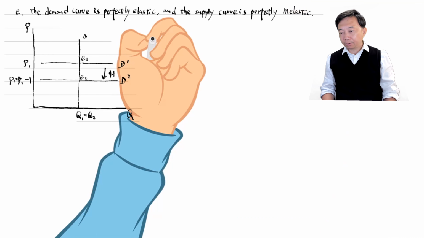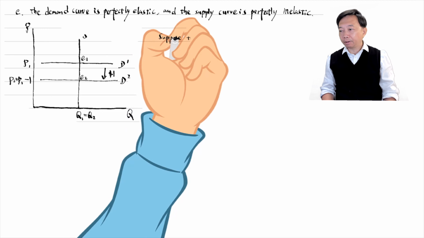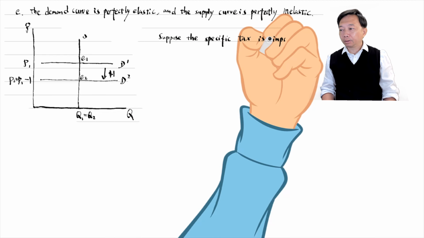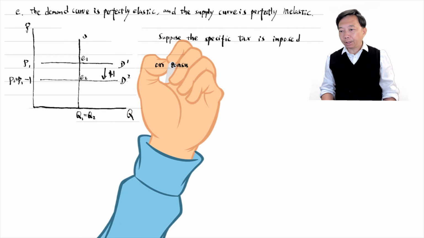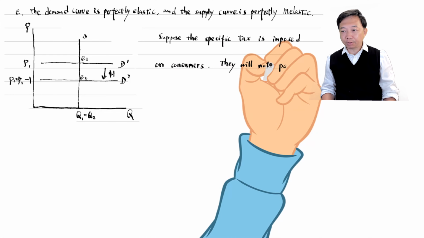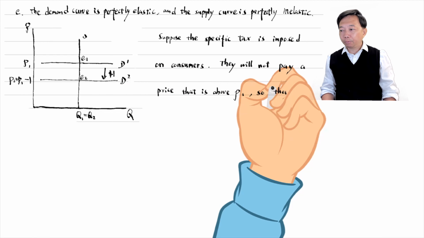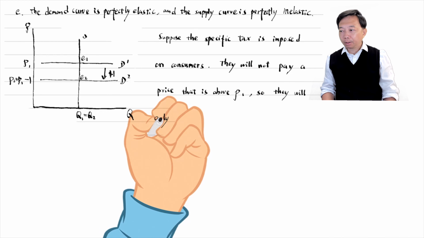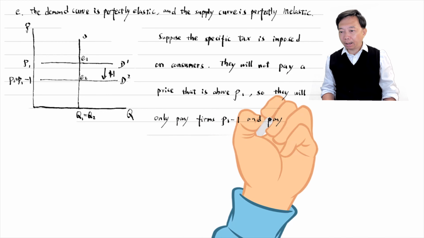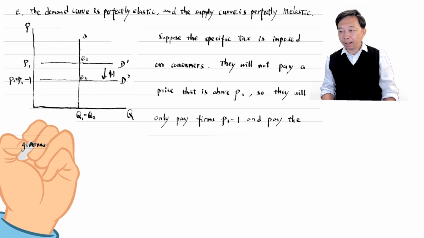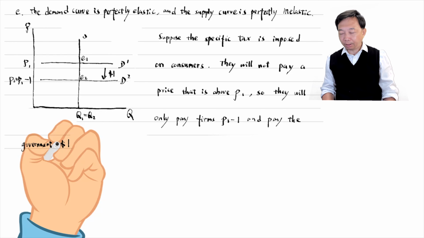Here is the analysis. Suppose a specific tax is imposed on consumers. They will not pay a price that is above P1, the one before the tax. So they will only pay the firms P1 minus 1 and then pay the government $1 as the tax. That is, the tax shifts the demand curve downward by $1 from D1 to D2.